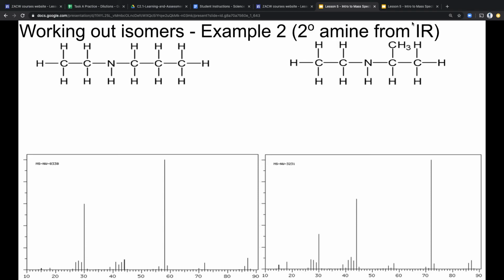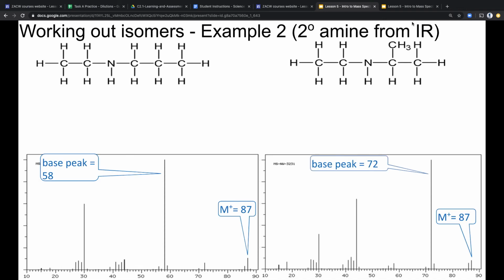So from the IR, we know this is a secondary amine. Remember, we look at how many peaks there are for a primary versus a secondary amine. And we've got 2 of them here. We don't need to know how to name them at level 3, so that's fine. But let's look at the obvious things, so the base peak and molecular ion again. And let's figure out what causes the base peak.